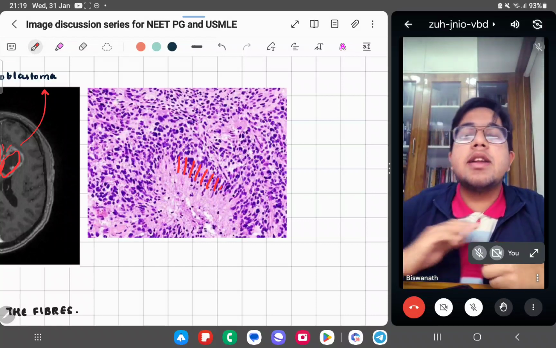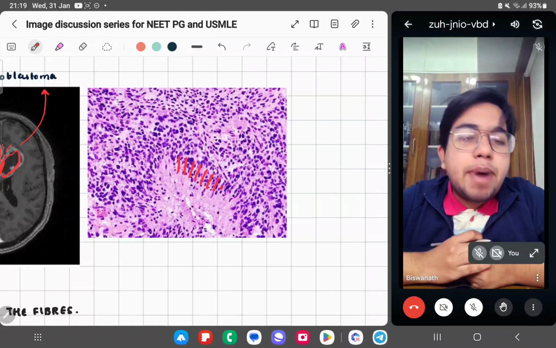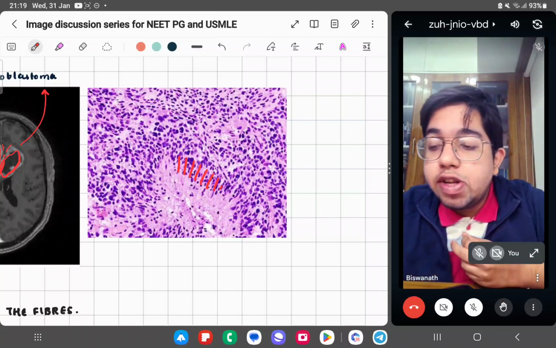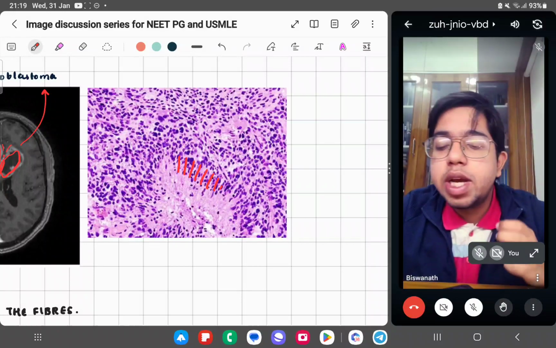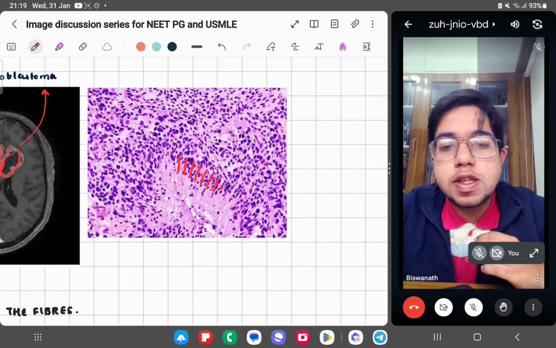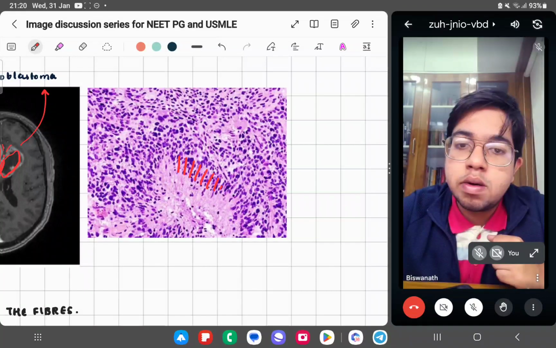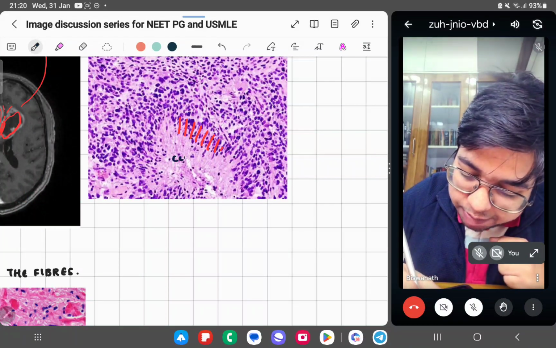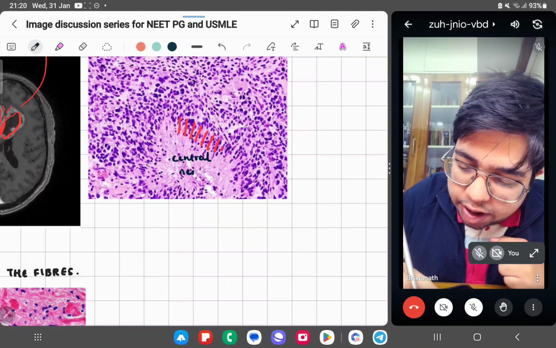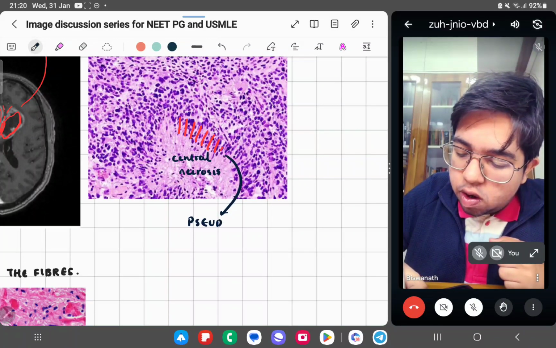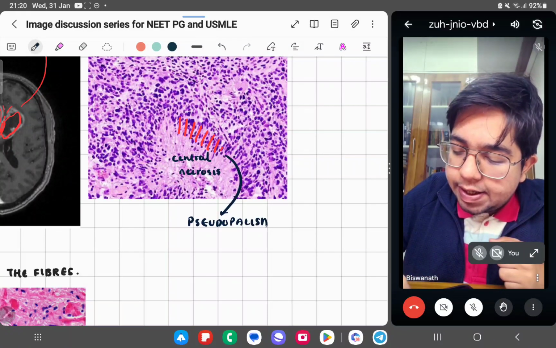A fence-like pattern in pathology indicates a palisading pattern, but here you will see a pseudopalisading pattern. In glioblastoma you can see a pseudopalisading pattern and an area of central necrosis. So you can see here an area of central necrosis. This pattern is called a pseudopalisading pattern.